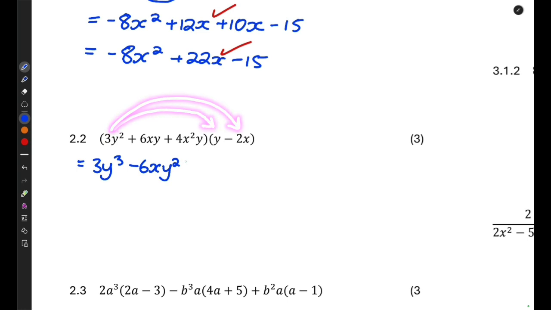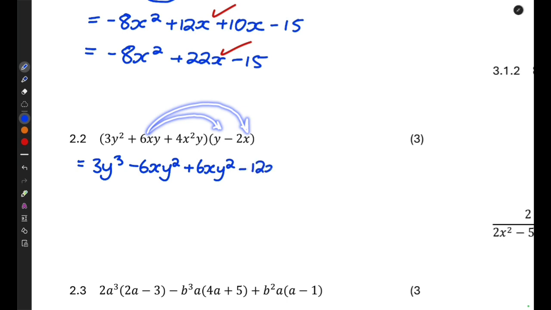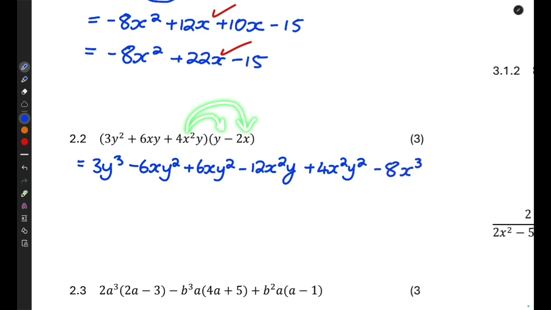Okay, then the 6xy, I'm going to multiply with both. That will give me plus 6xy squared. The 6xy, I'm multiplying by the 2x, so that will give me minus 12x squared y. Lastly, we're going to take the plus 4 and multiply with both. So that will give me plus 4x squared y squared, and then minus 8x cubed y.